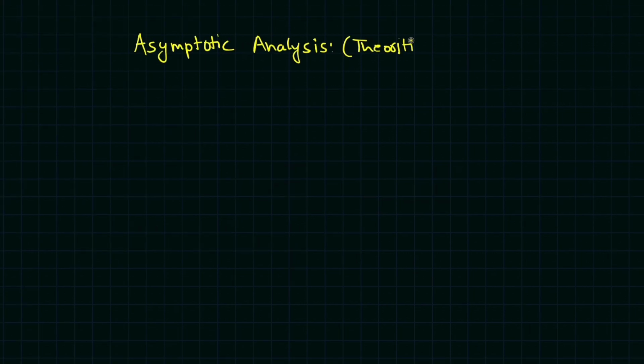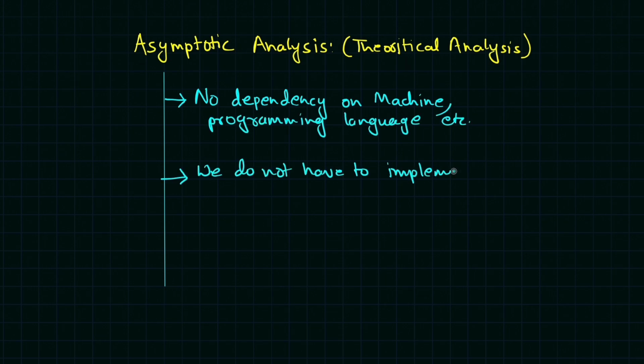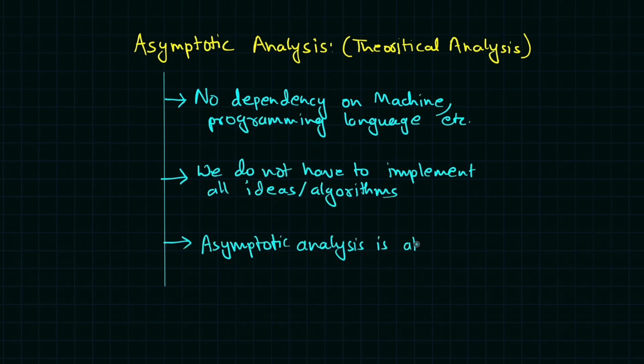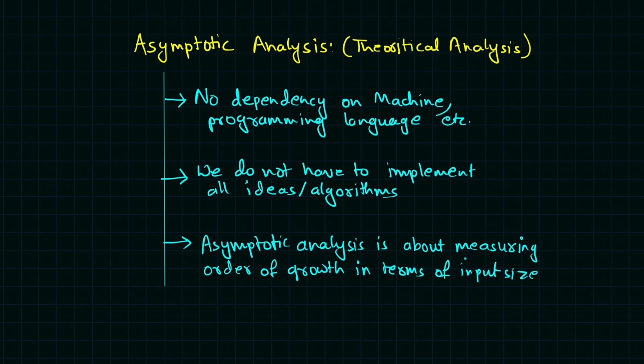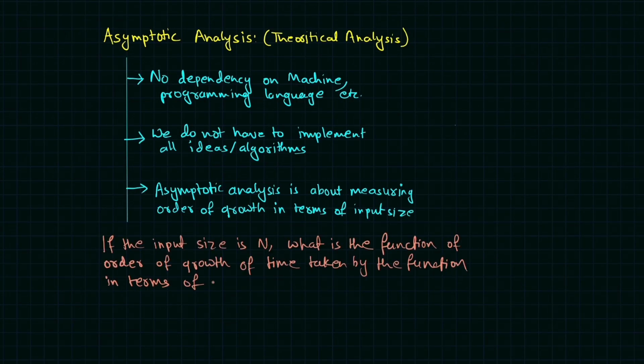To overcome this, we have a mathematical solution called asymptotic analysis. In asymptotic analysis, we do not depend upon the machine or programming language on which we are running the program. In fact, we do not have to implement the algorithm or ideas. We can simply write the pseudocode and need not write the actual working Python code. Asymptotic analysis mainly measures order of growth in terms of input size. If the input size is n, what is the function of order of growth of time taken by the function in terms of input size?